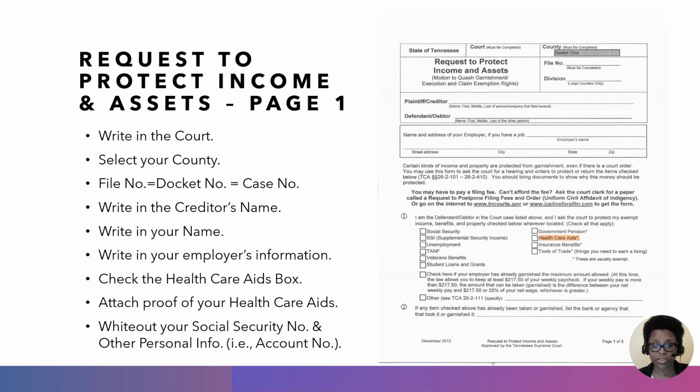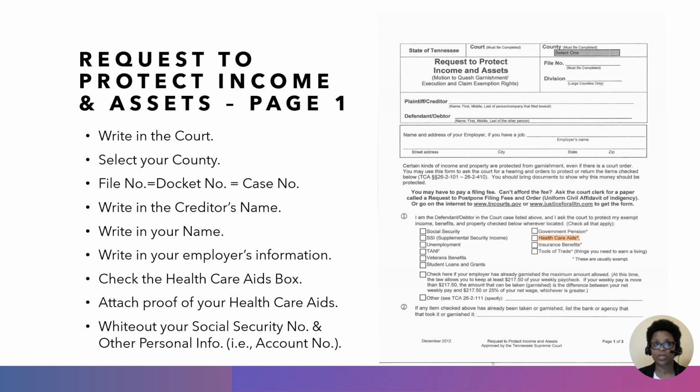Plaintiff / creditor, you're writing your creditor's name in that blank. The second blank, you'd write in the defendant / debtor. That would be your information. Then you have to write in your employer's information. And then with this episode, we're talking about healthcare aids. So check the box about healthcare aids, attach proof of your healthcare aids, and you want to white out any type of personal information that could be on the healthcare aid.